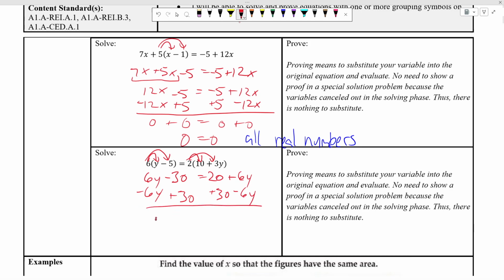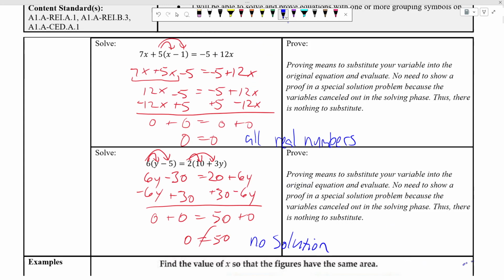Okay, all right, so this becomes 0. This becomes 0. This becomes 50. And this becomes 0. 50 does not equal 0. There is absolutely no solution to the variable in this equation, which would make 0 equal 50. None whatsoever.